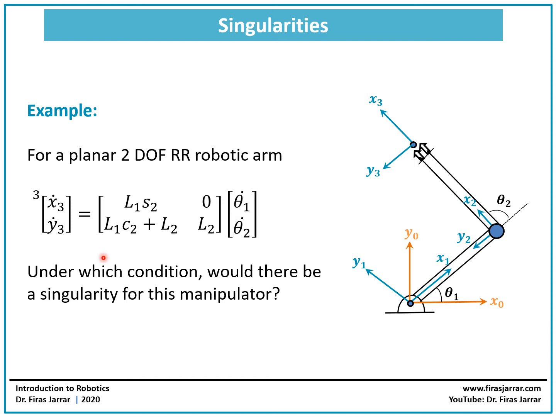In a previous lecture we already solved for the Cartesian velocities, or what we also call the linear velocities, of the end effector, x dot and y dot, as a function of the joint rates theta 1 dot and theta 2 dot. And today we're going to answer the question: under which conditions would there be a singularity for this robotic arm?